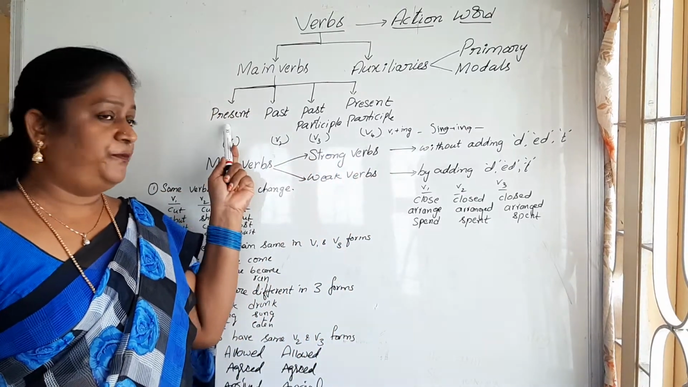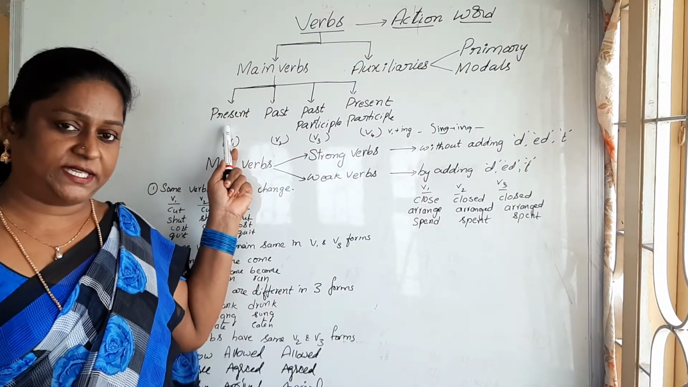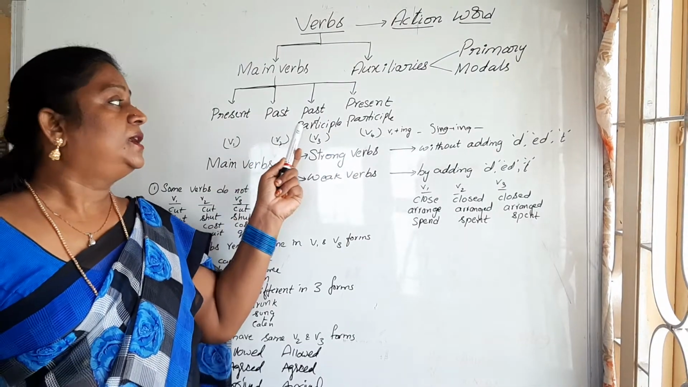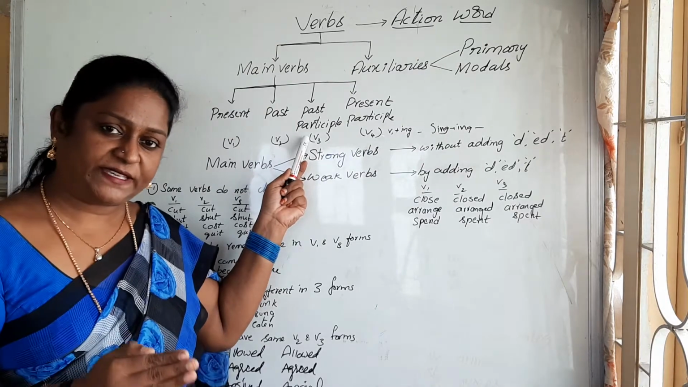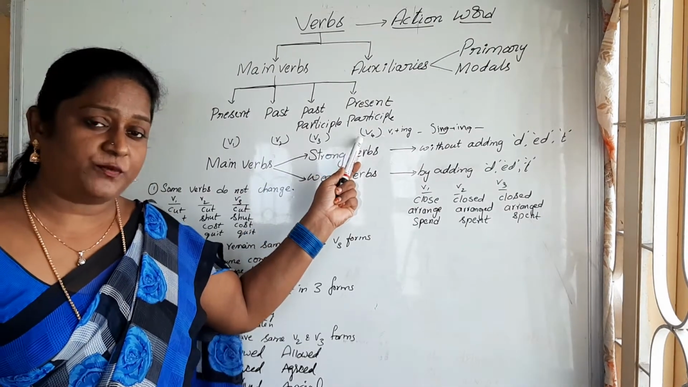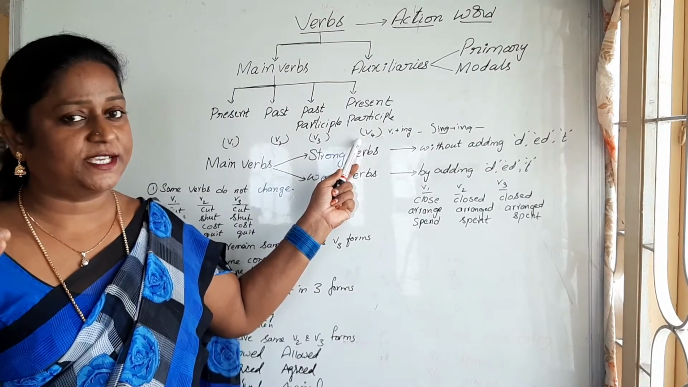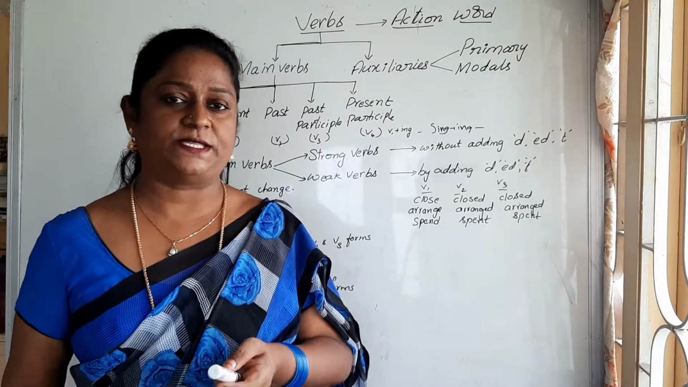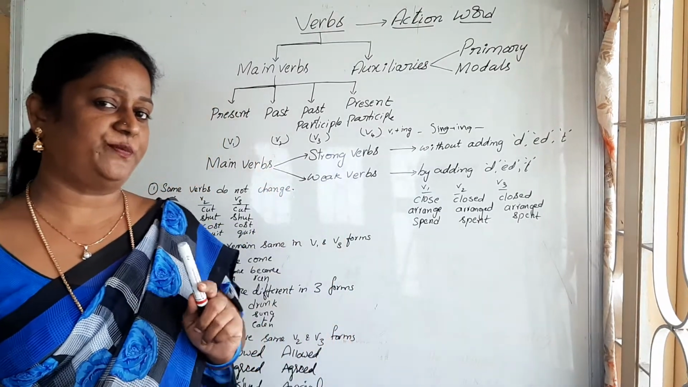So V1 forms are used in present tenses. V2 forms are used in past tenses. V3 forms are used in perfect tenses and also in passive voice. V4 forms are used in continuous tenses. So this is the usage of these verbs. Okay? Kinds of main verbs.